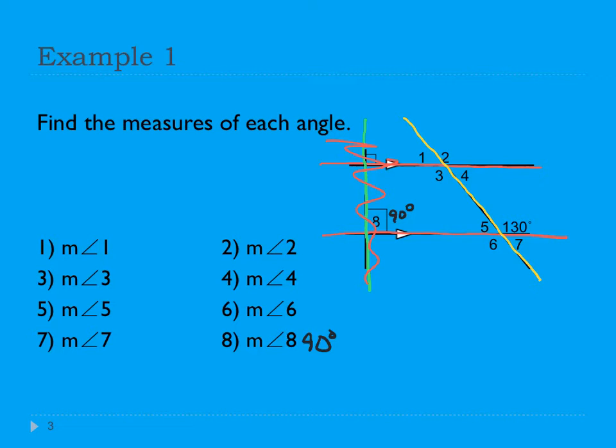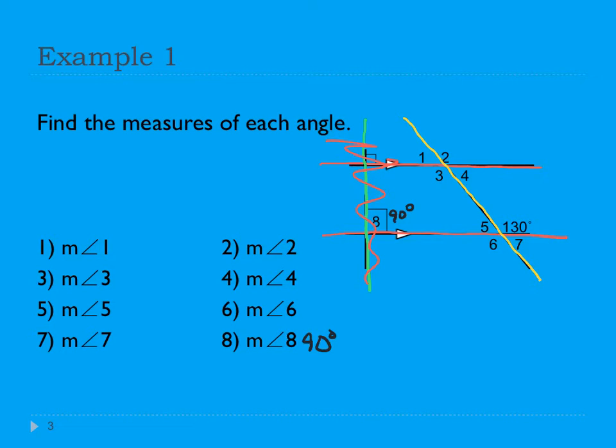Now, in addition to the alternate interior, alternate exterior, corresponding, and same side interior, we can also use our linear pair postulate and our vertical angles theorem. So again, I'm going to fill this in like a puzzle instead of going in order and finding each one in the correct order. So if I just focus on the bottom half, if I just focus first on 5, 6, and 7, I could find the values of 5, 6, and 7 by just using vertical angles and my linear pair postulate, without even learning chapter 3.